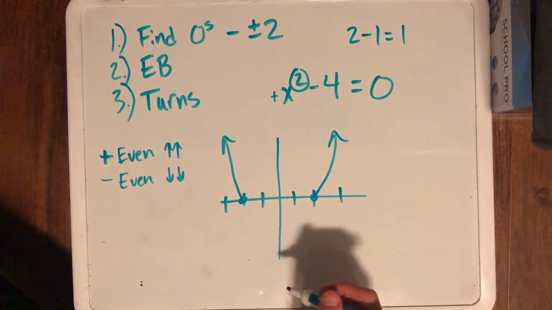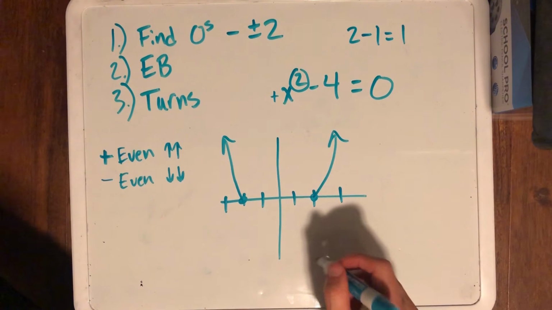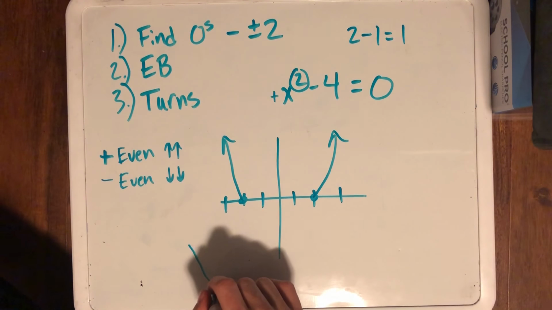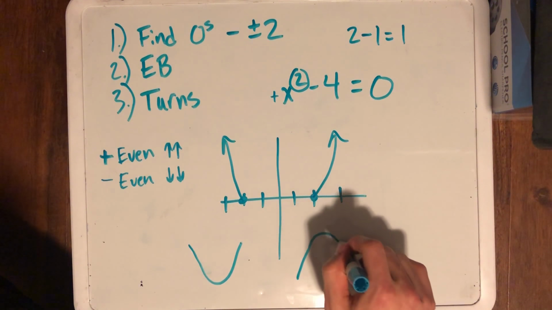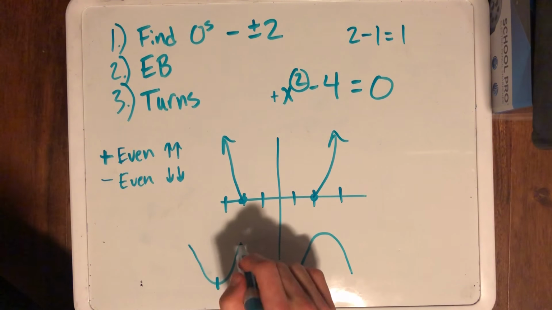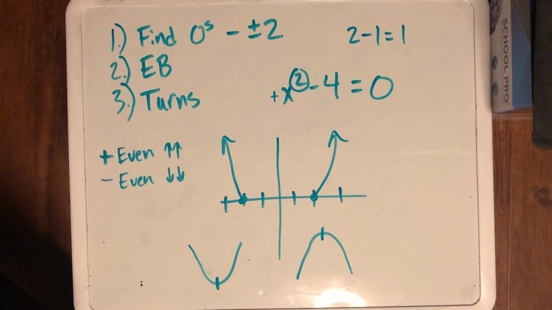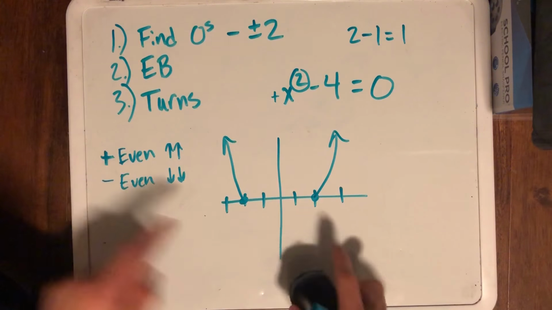So the max number of turns that we can have in this graph is 2 minus 1, which is just 1. And what a turn means on a graph is any time our graph is decreasing or going downhill and then it turns and goes uphill, or if it's going uphill already and then it turns to go downhill. So anytime it transitions from going downhill to going uphill, that would be a turn, or anytime it's going from uphill to going downhill, that's also a turn.